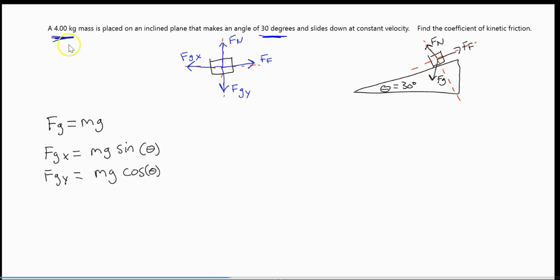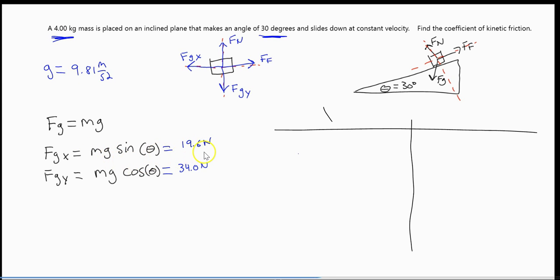In the problem, we're told that we have a 4 kilogram mass and that the angle is 30 degrees, and as always we're going to use a value for the acceleration due to gravity of 9.81 meters per second squared. Right now I'm not really concerned with direction, because after I find my Fgx and my Fgy, I'll decide whether to make this my positive y or this my positive x. So I plug in my mass, my acceleration due to gravity, and my angle, and I find in the x direction 19.6 newtons, and in my y direction 34 newtons.